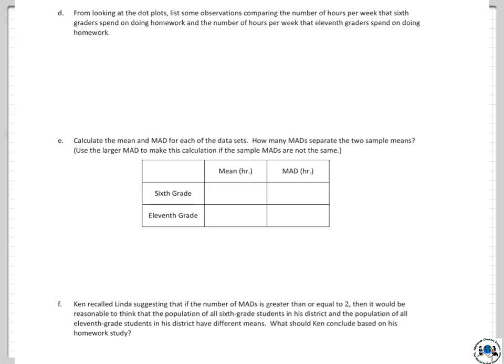What I'd like, actually, I won't have you do it. If you wanted to, you could, but you're probably going to do it in your problem set, so I'm not going to belabor this anymore. Let's just go ahead and use the means that I've calculated and the MADs as well. What we're trying to do here is calculate the mean and MAD. Again, remember that's mean absolute deviation, for each of the data sets.